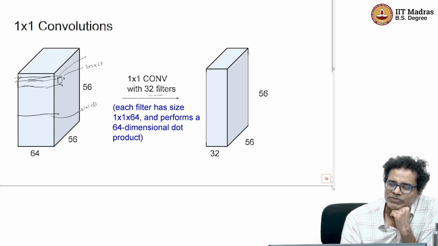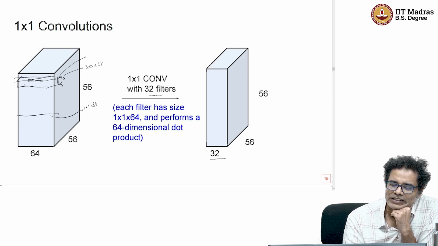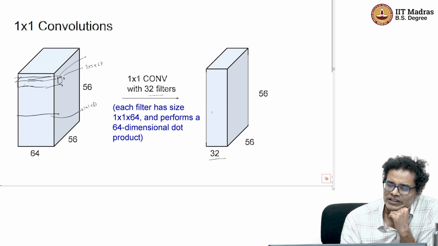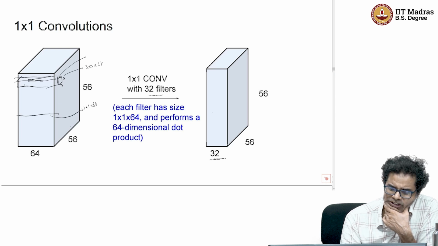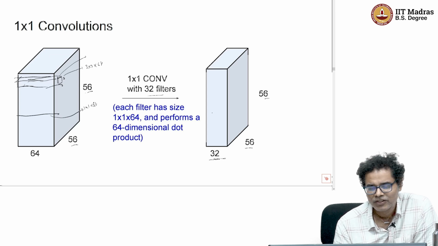And there are some 32 such 1 cross 1 filters, so you get 32 such channels. Each filter has a size of 1 cross 1 cross 64 and performs a 64 dimension dot product, which gives rise to the pixel in one of the layers. If you use 32 filters, you get 32 layers. By doing 1 cross 1 convolution, the spatial size of course remains the same, 56 cross 56, whatever the size, because you're not doing striding or anything like that.